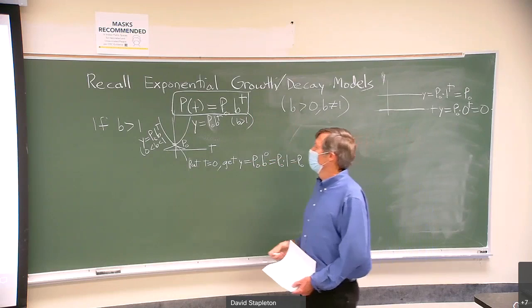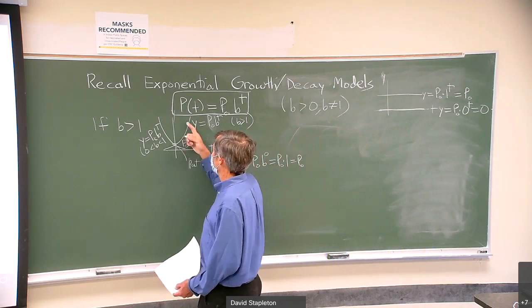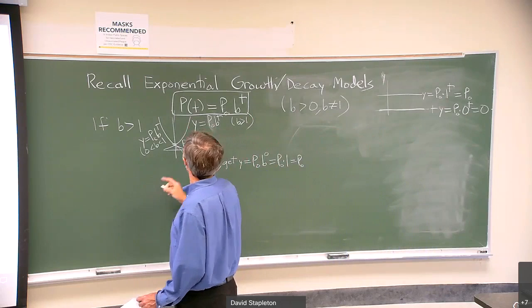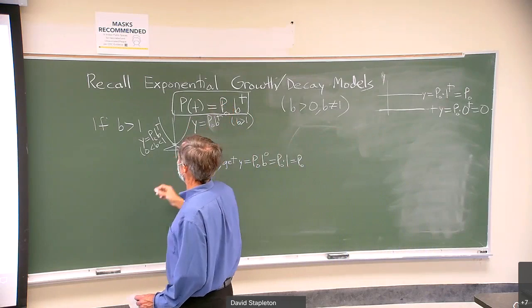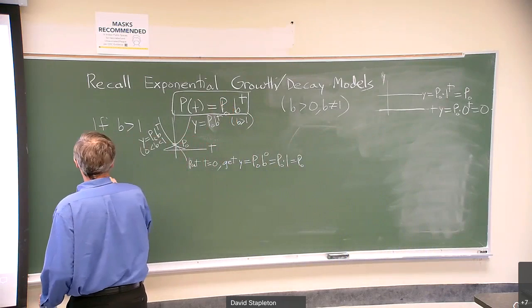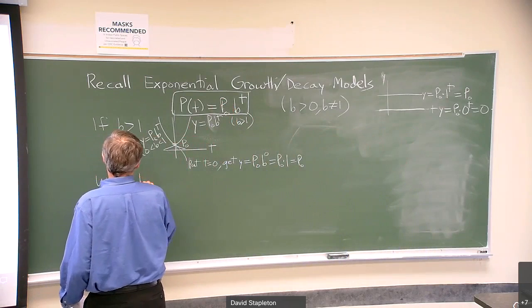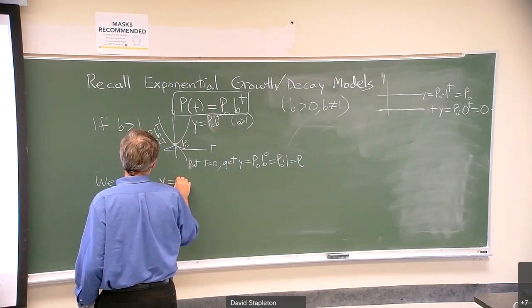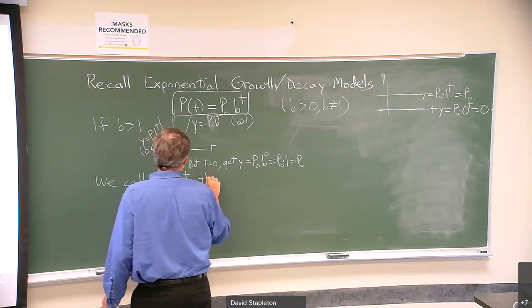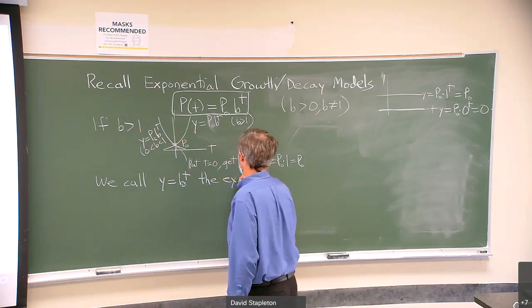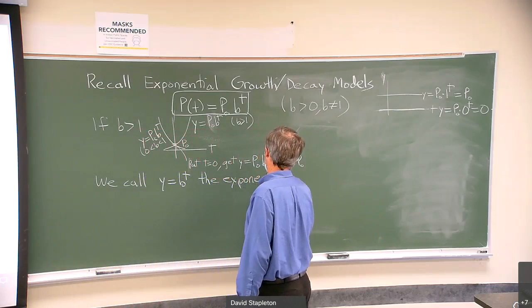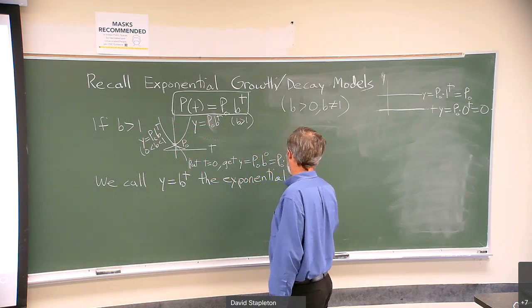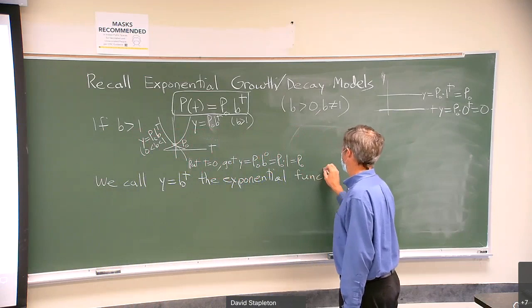Now, interestingly, if you consider the b to the t by itself, we call simply the function y equals b to the t, the exponential function base b.